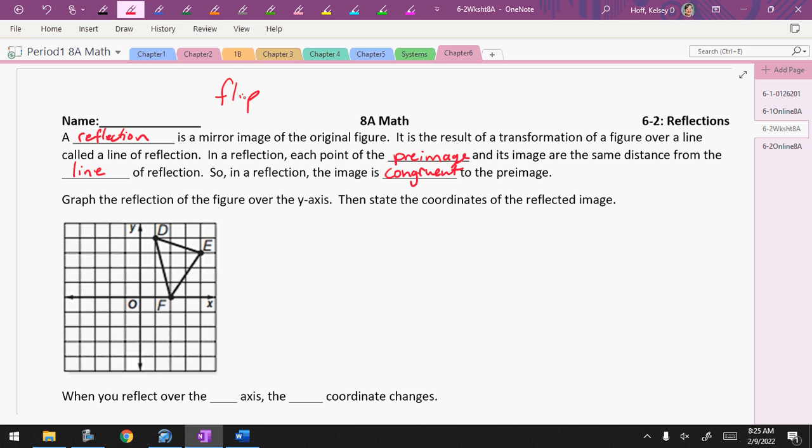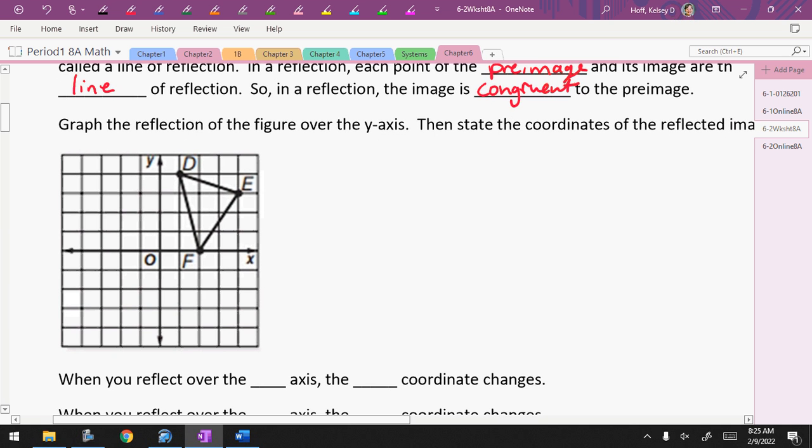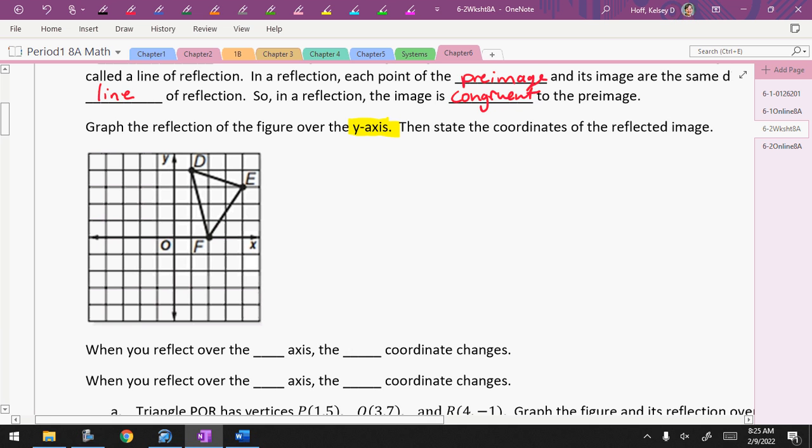So we have to know the difference between the x-axis and the y-axis. And most of the time, your graphs are labeled. Okay? So this one right here says graph the reflection over the y-axis, then tell me the coordinates of the reflected image. Well, on your graph, do you see where the y-axis is labeled? So my triangle DEF is currently on the right side. It's like folding your graph right here, and you're going to flip it over to the other side.